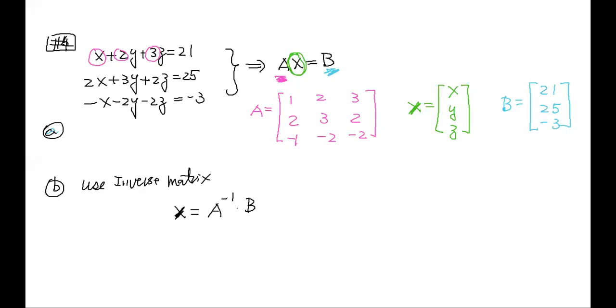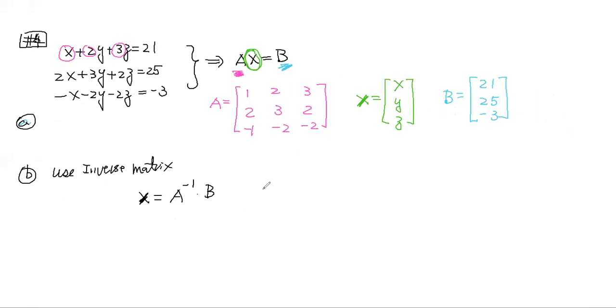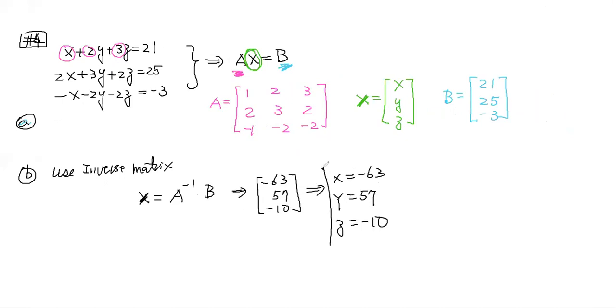Okay, so this is my whiteboard here. After I did that, if you remember, we got the result of -63, 57, -10, right? So that means my first one is x, so x equals -63, y equals 57, and z equals -10. It's pretty straightforward if you use a TI-84 calculator, it's pretty fast.